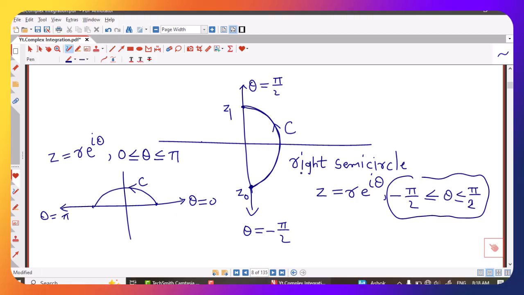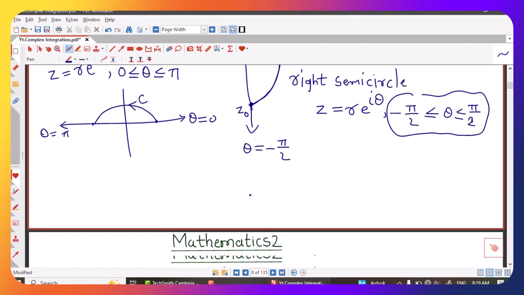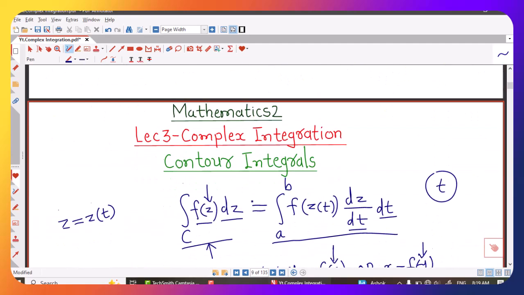They will specify along which part of the circle you have to integrate, whether over the whole circle, or along the right semicircle, left semicircle, upper semicircle or lower semicircle. So depending upon the nature of the curve, you have to write your curve in the appropriate parametric form.